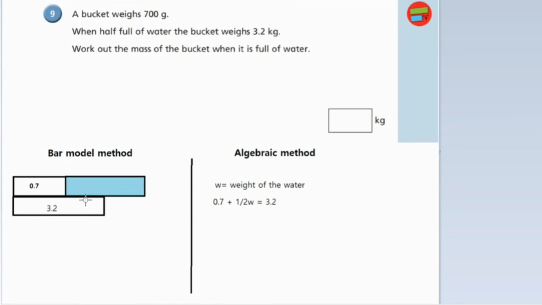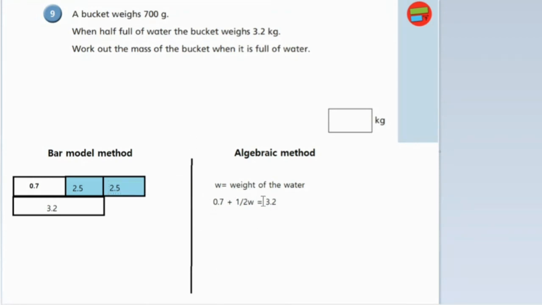So solving with the bar model, looking at the diagram, I know that this extends to halfway through the weight of the water. So from the diagram, I know that the difference between the bucket and the bucket plus half the water must be 2.5. And as that's half of the water, the other side must also be 2.5.